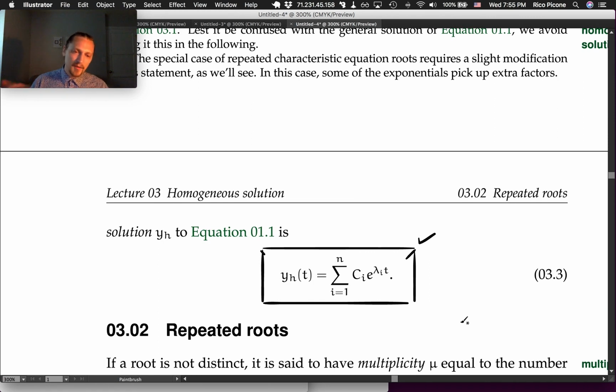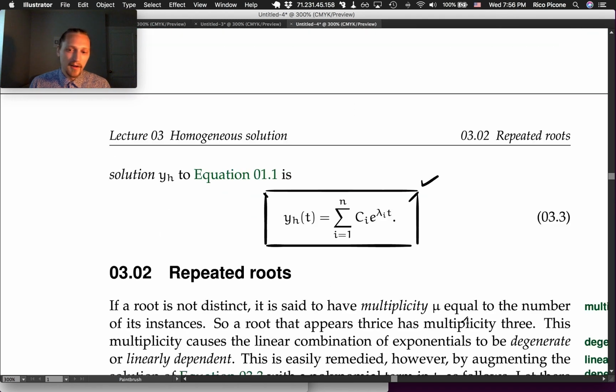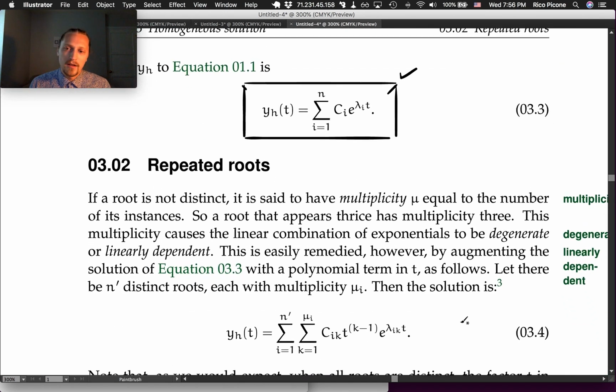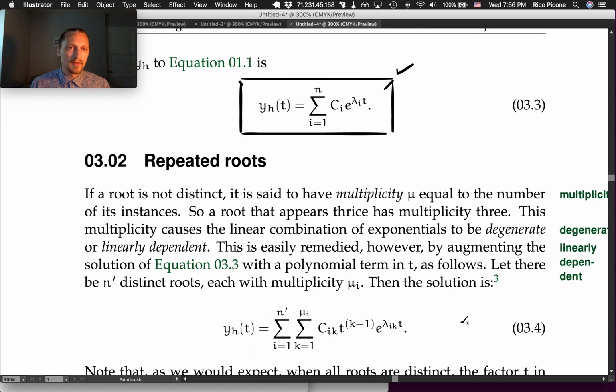In fact, it doesn't get that much more complicated when we have repeated roots, which is when all the lambdas are not distinct, which is what we'll deal with in a moment. It's really just a little bit of an augmentation to 3,3. So not too bad there. I mean, the homogeneous solution you will soon be able to do in your sleep, or you probably already can.